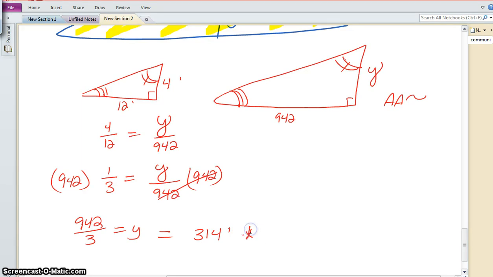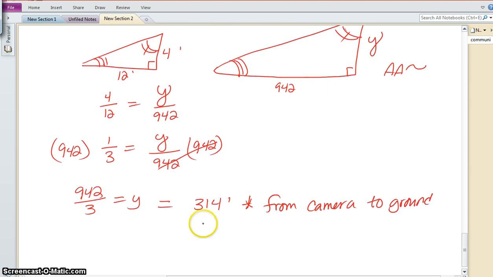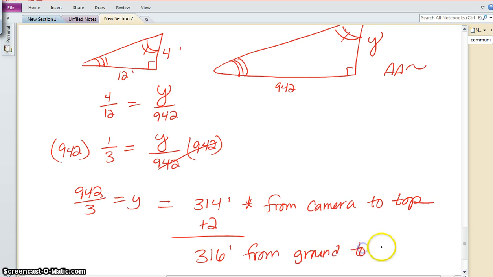So there's the caveat. This is from the camera to the ground. If the question is how far is the top of the clock tower from the ground, we have a height of 16 feet from the ground to the top of the clock tower.